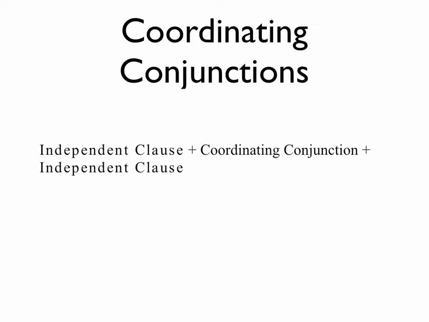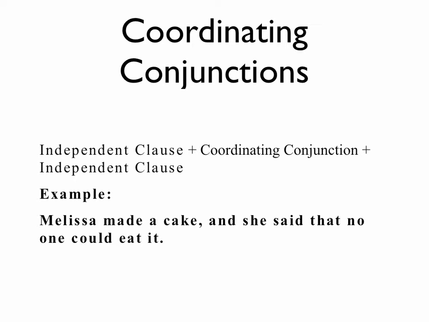For coordinating conjunctions, here's one formula. You have an independent clause plus a coordinating conjunction plus an independent clause. So here's an example. Melissa made a cake. Notice the comma, and that's your coordinating conjunction. She said that no one could eat it, which is an independent clause. Melissa made a cake, and she said that no one could eat it.